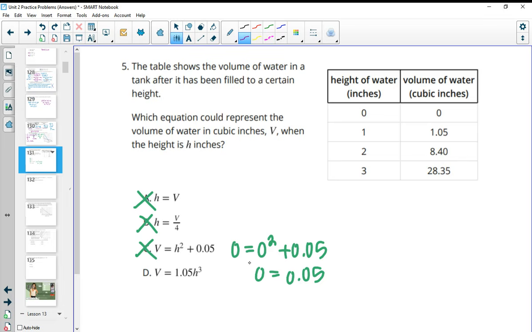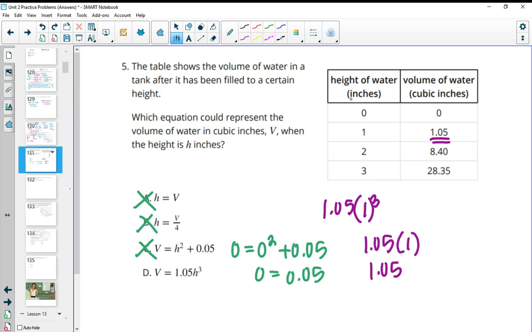And then for part D, let's just check a couple of them. Let's check when we cube the first number. So 1 cubed times 1.05. And 1 cubed is 1. 1.05 times 1 is 1.05. So that one worked out.